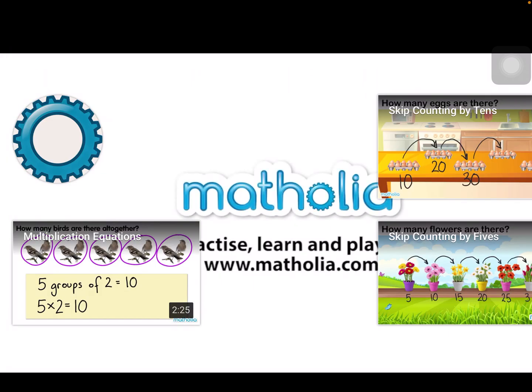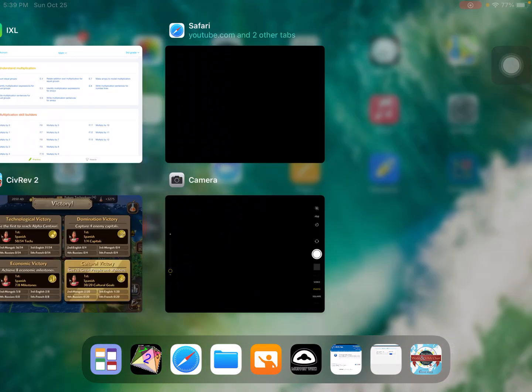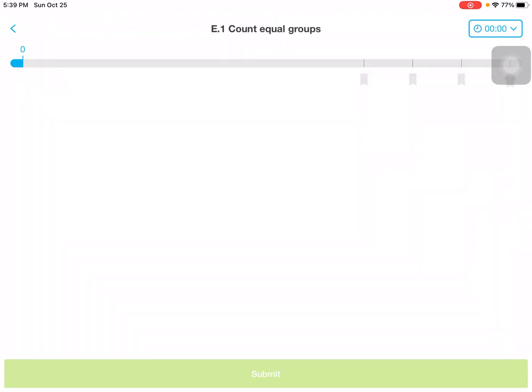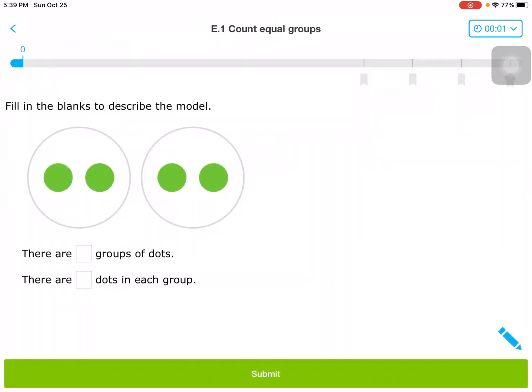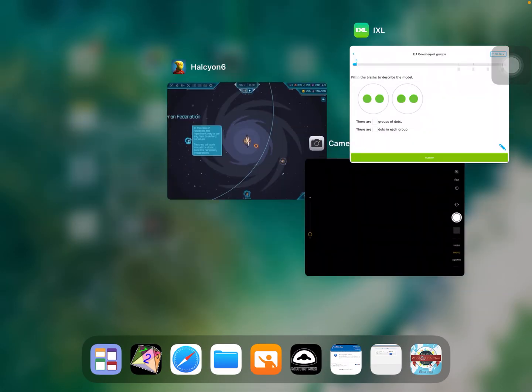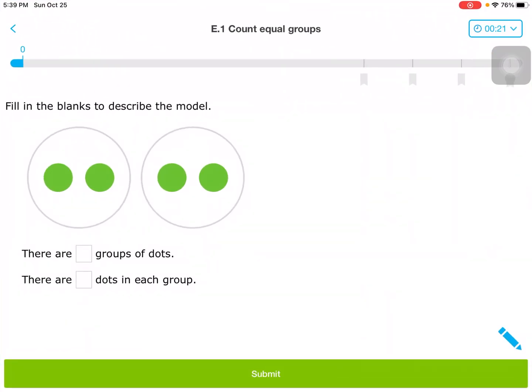Okay, friends, let's try it out. So now we're going to go to Seesaw and we're going to try it out. And this is going to be your choice for today. So we're going to start with understanding multiplication. In the beginning, they're just going to ask us to fill in the blanks. And you can click on a button to have it read to you. It says fill in the blanks to describe the model. There are blank groups of dots.